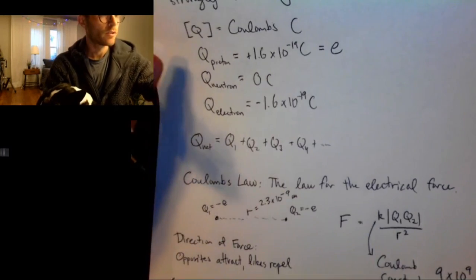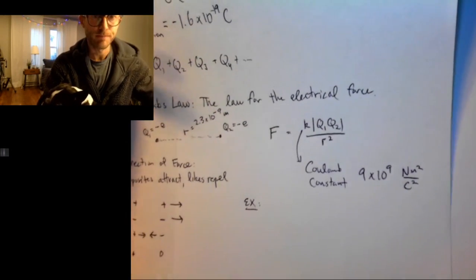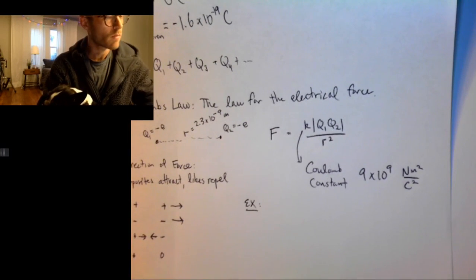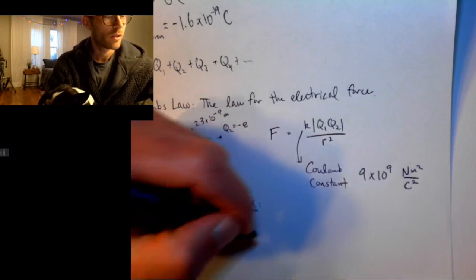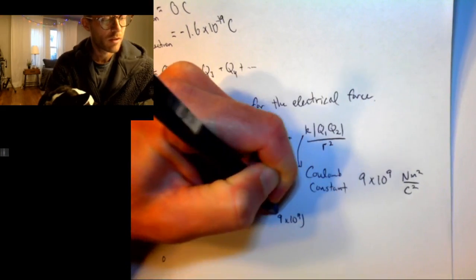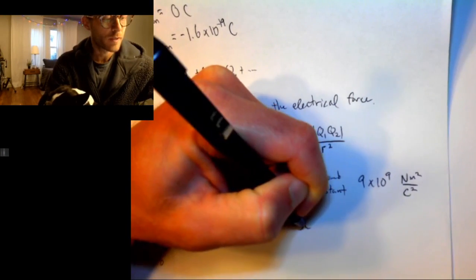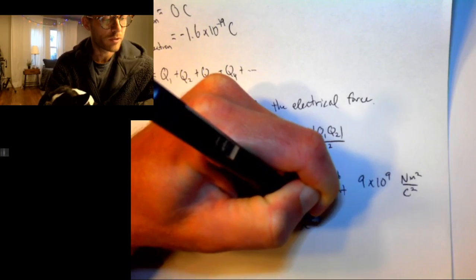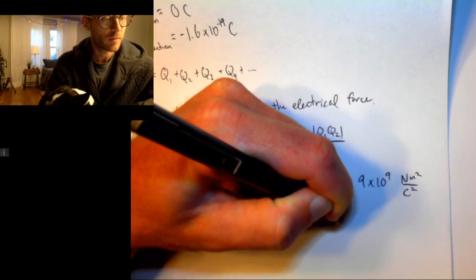Okay, so let's calculate the force between these two electrons. So we have K, which is 9 times 10 to the 9th, times Q1, which is minus 1.6 times 10 to the minus 19.